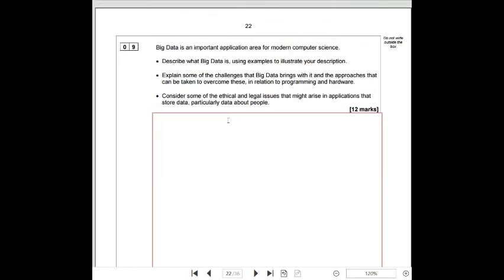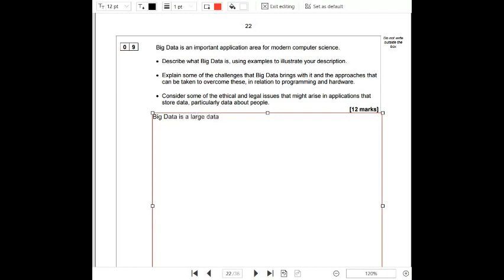So what would I do? I would talk about characteristics. So I would say big data is a large database that cannot be processed using traditional processors or tools. Done. Then I would explain characteristics.